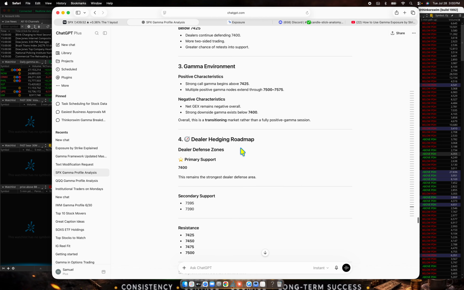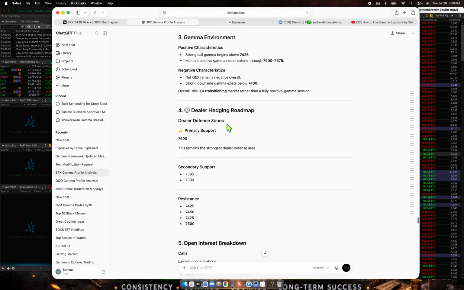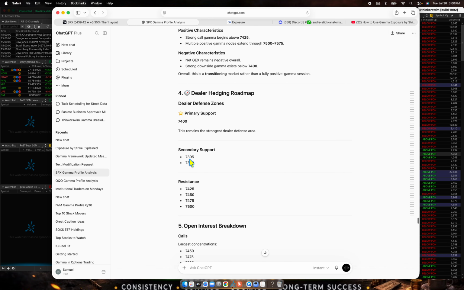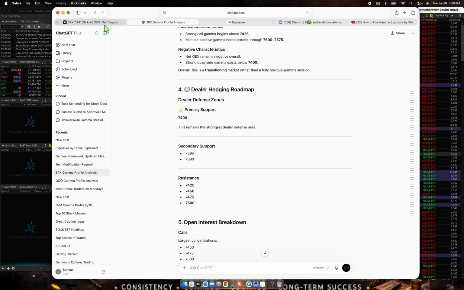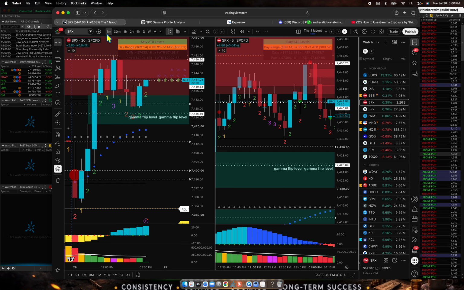Our dealer hedging roadmap, dealer defense zones: primary support 7400. This remains the strongest dealer defense area. Secondary support 7395, 7390. Our resistance areas are where they are. So if we just take a minute and go back here to SPX, this morning it opened up, wicked, dropped, and broke below 7400.